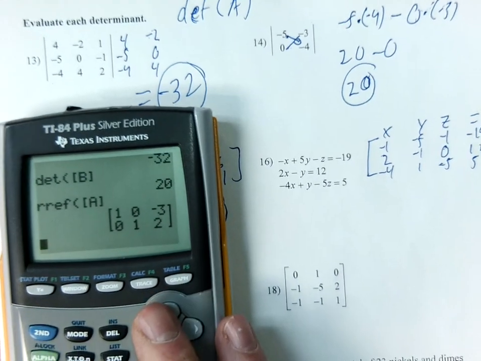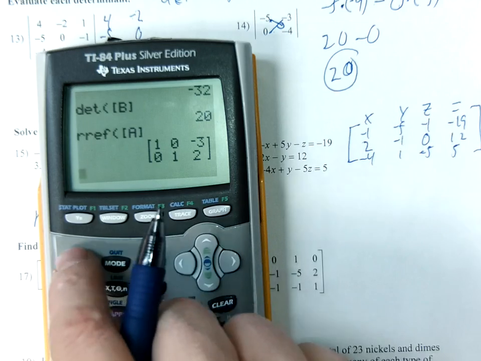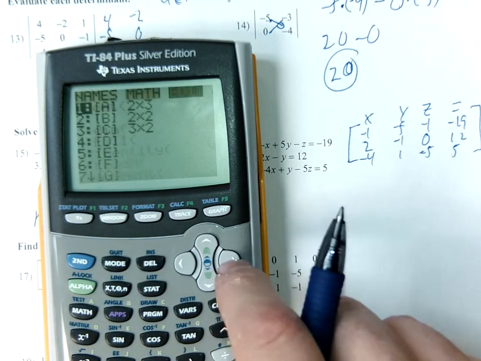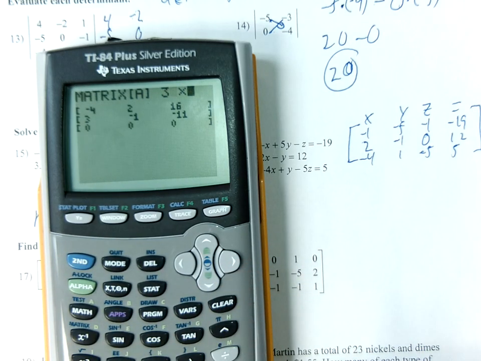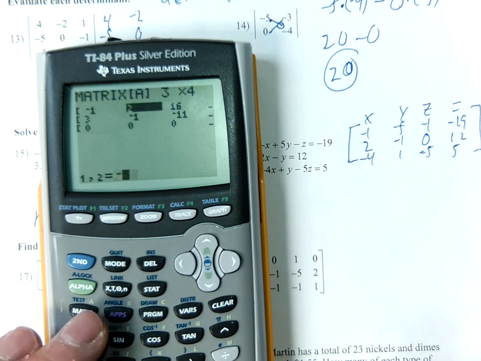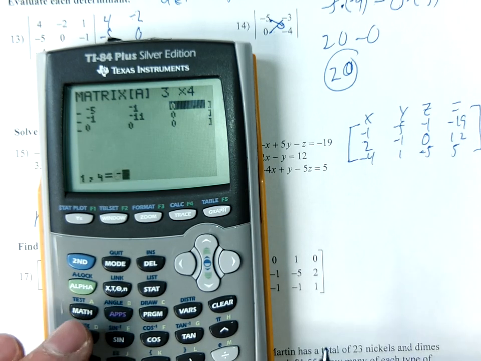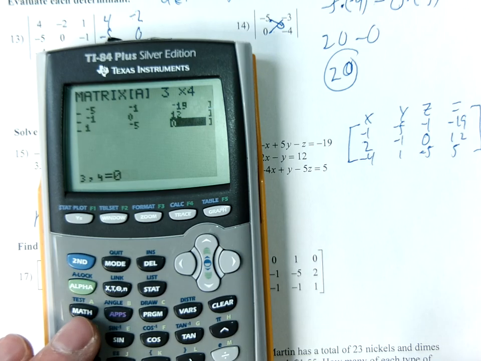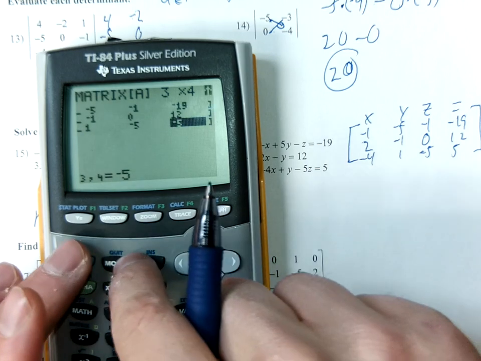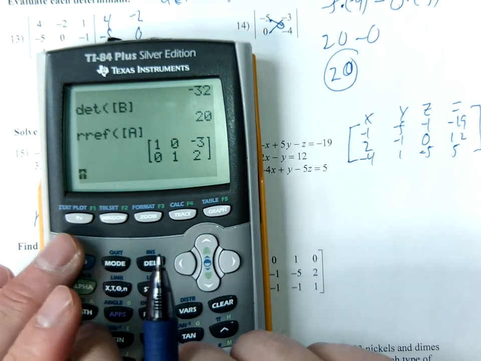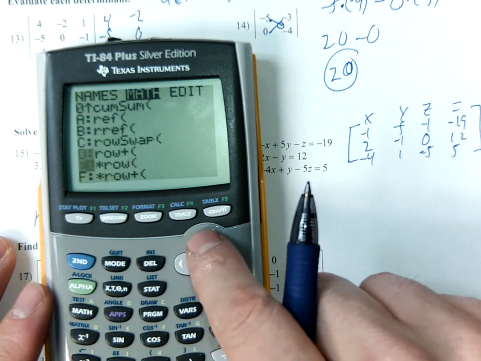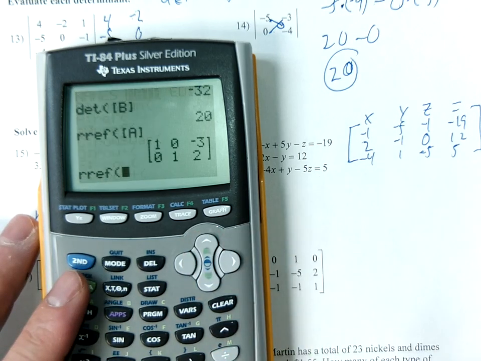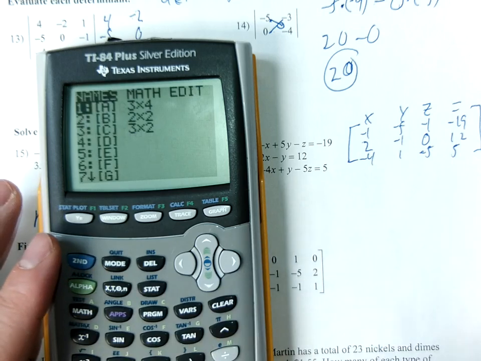So I'm going to put that into one of my matrices. We'll use A again. 3 by 4, 3 rows, 4 columns. Negative 1, negative 5, negative 1, negative 19, 2, negative 1, 0, and 12. 4, 1, negative 5, negative 5. I quit out, I'm going to do the same thing. Second matrix, math, RREF. And then second matrix, A.